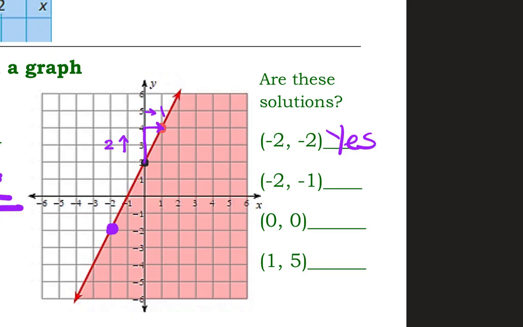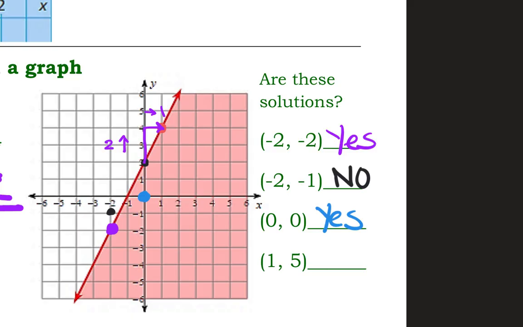Is that in the shaded area? Is it on a solid line? No. So is it a solution? No. It has to be in the shaded area or on a solid line. Okay? All right, let's look at the next point. The next point is (0, 0). That's right dead in the center. Do y'all think this point is a solution? Yes.